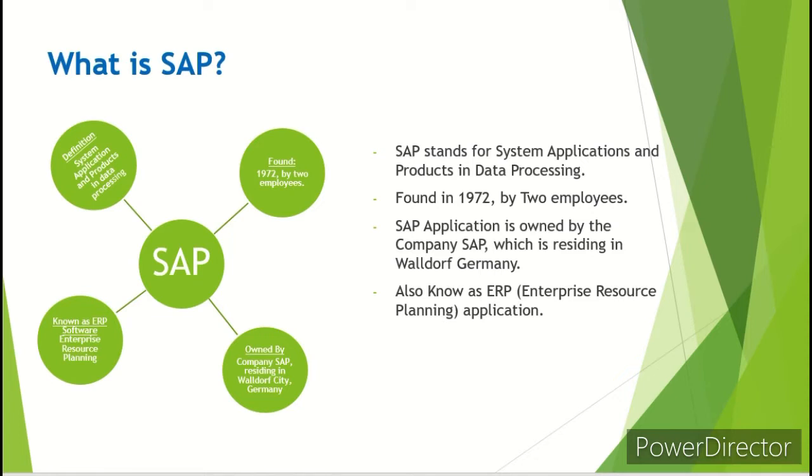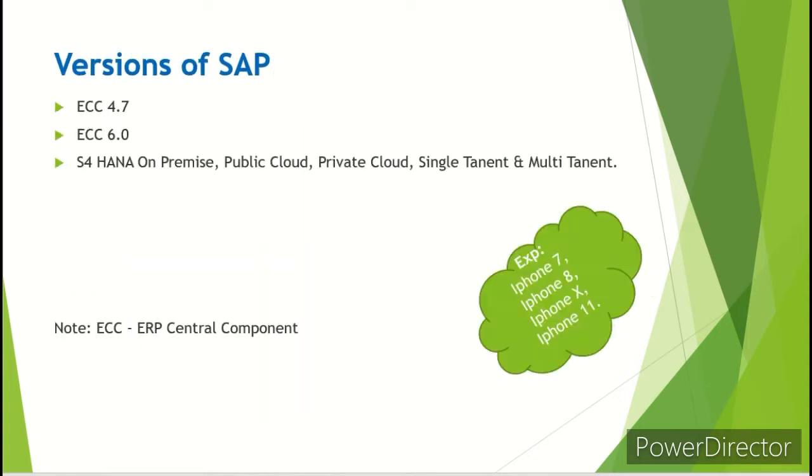So coming back to the versions in SAP, we have different versions in SAP like ECC 4.7, ECC 6.0, and the latest version is S/4HANA on-premise, public cloud, private cloud, single tenant and multi-tenant. Most of the companies are currently using the ECC 6.0 version, but still a couple of companies are also using the 4.7 version. Going forward, we are going to talk about S/4HANA, but not now.